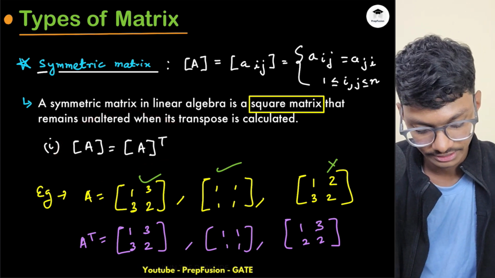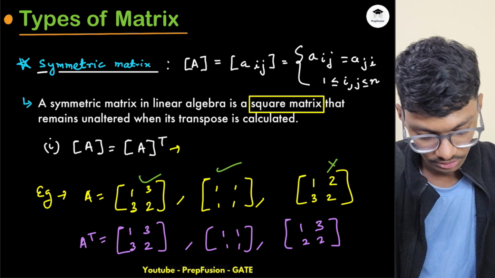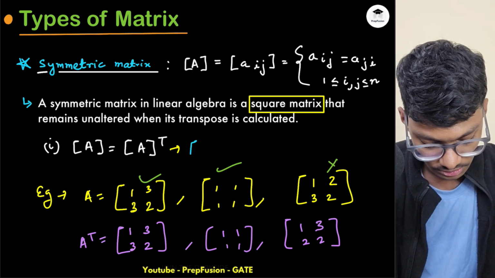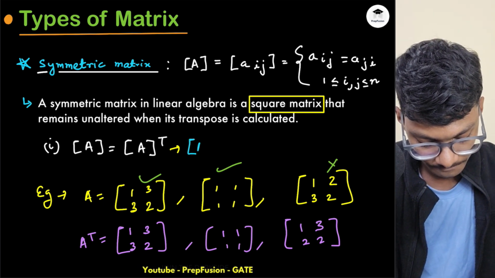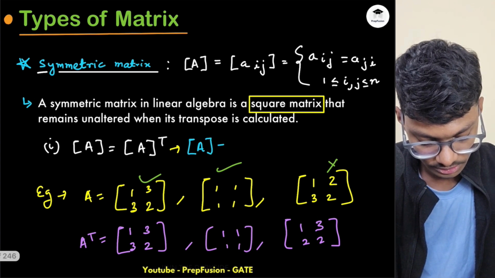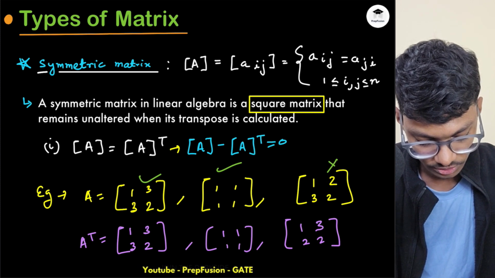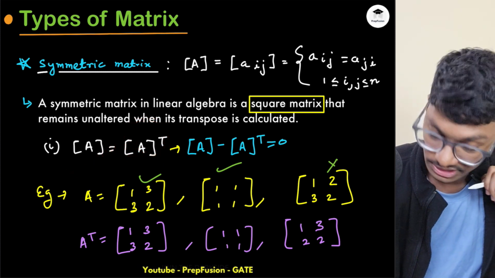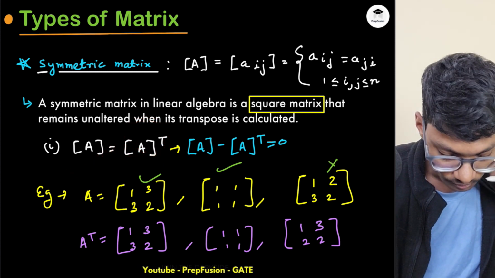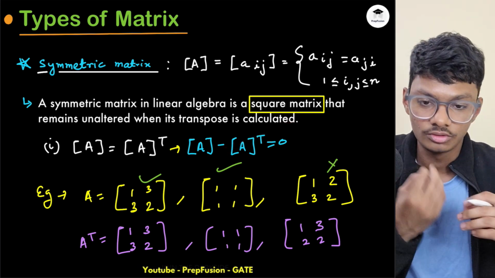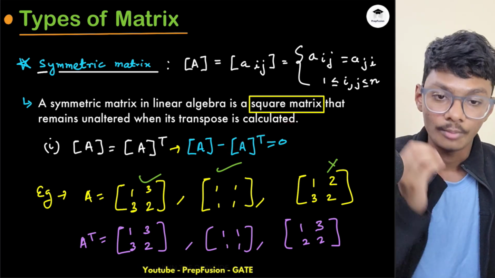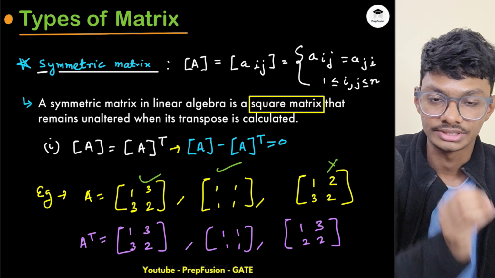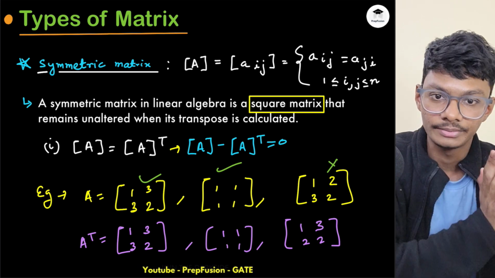Or you can further rewrite this as A minus A transpose equals 0. You can take this A transpose to the LHS, so this is A minus A transpose equal to 0. This is also an equation. Now one more interesting fact I want to tell is how many non-trivial elements are here. Basically, how many non-repeated elements are present.